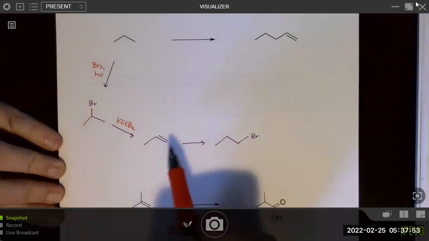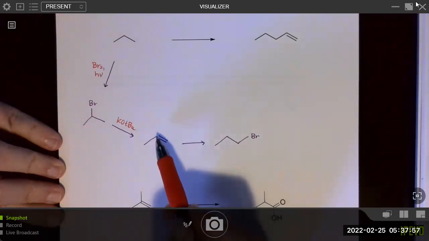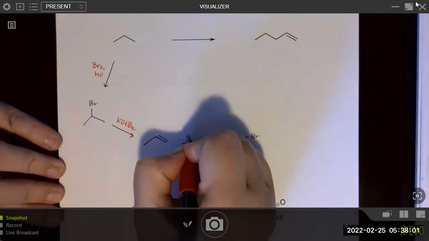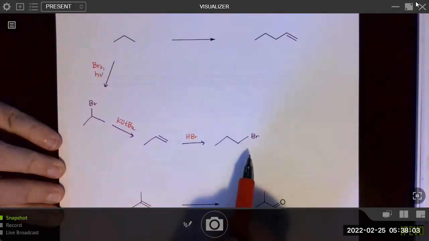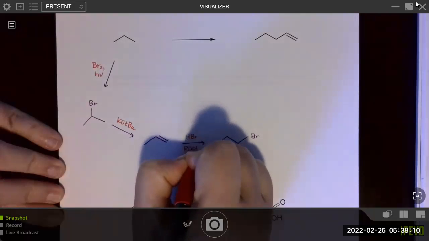From here, this is an addition reaction. It's a hydrohalogenation because we end up with a hydrogen here and a halogen there. So in order to do a hydrohalogenation that goes anti-Markovnikov and the bromine ends up on the less substituted carbon, you need to introduce some peroxide into that reaction.